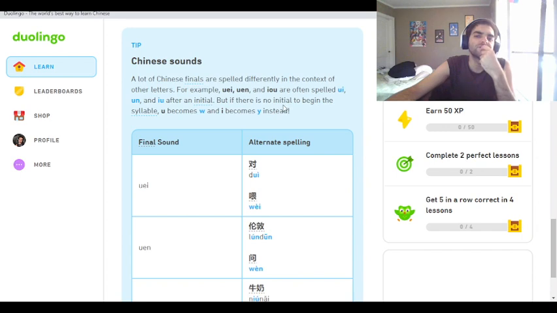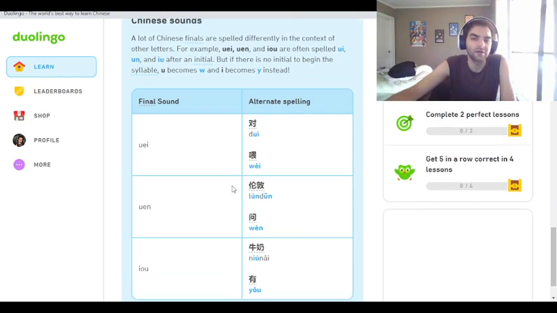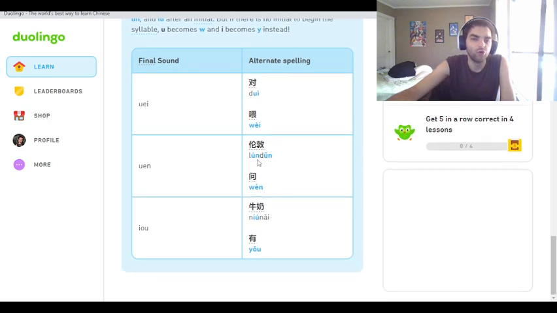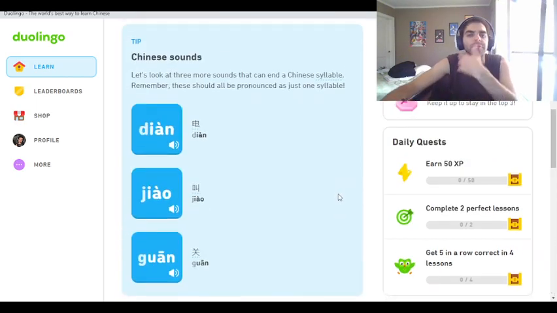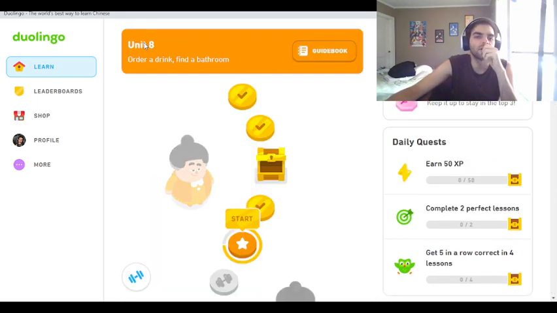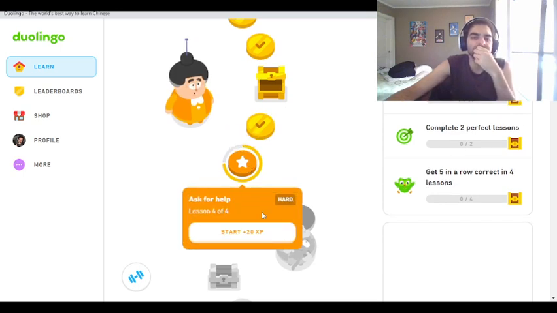A lot of Chinese finals are spelled differently in the context of other letters. For example, yue, yin, and you are often spelled ui, un, and iu after an initial. But if there is no initial to begin the syllable, U becomes W and I becomes Y instead. Wei. Huh. Interesting. I'm not sure I quite get it, but we will go on to earning XP in our streaks.